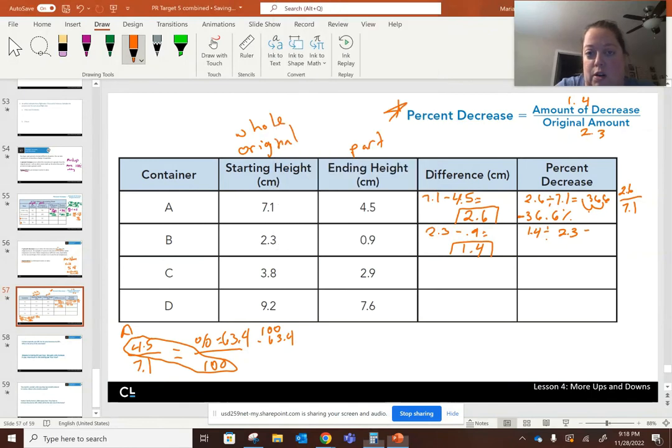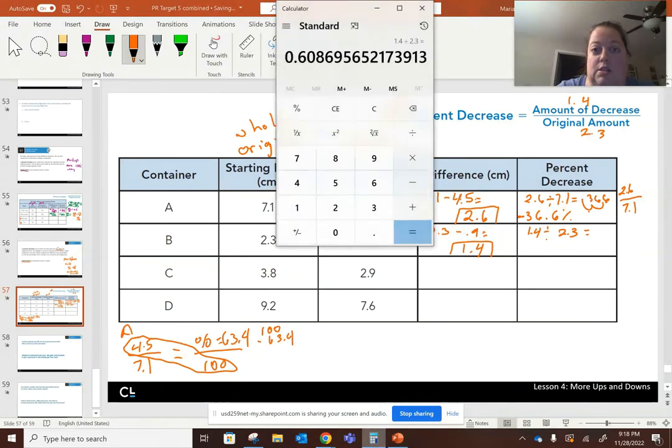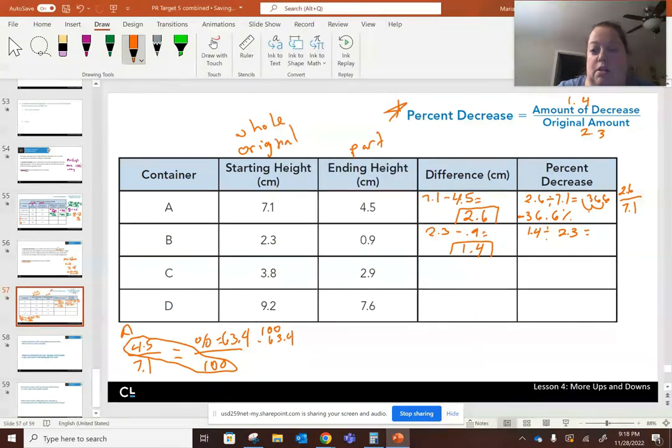And I have to move this over. 0.608, move this over 2, 1, 2. So I have negative 60.8. So there was a decrease of 60.8 or 60.9. And again, I can do this the other way as well. B would be percent. My part is 0.9 and my whole is 2.3.